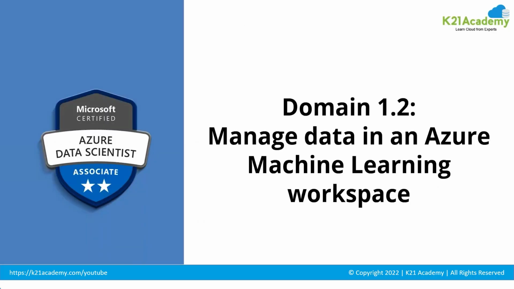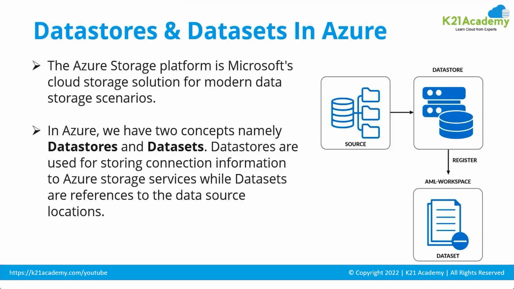Okay. So now coming to the second, data stores and data sets. Okay, so we can bring data from individual files, or we can also bring it from the web and so on. So we have two concepts. We have data stores and data sets. Data stores are used for storing the connection information. Okay, so when you want to connect to other sources from where you can bring in the data, the connection information is stored, while your data sets are references to the data source location itself.